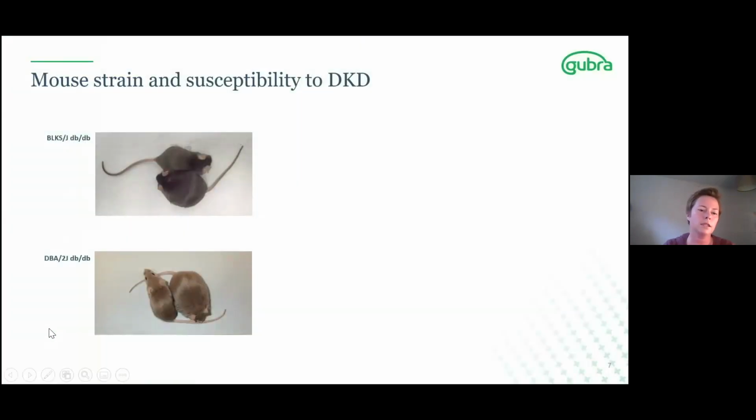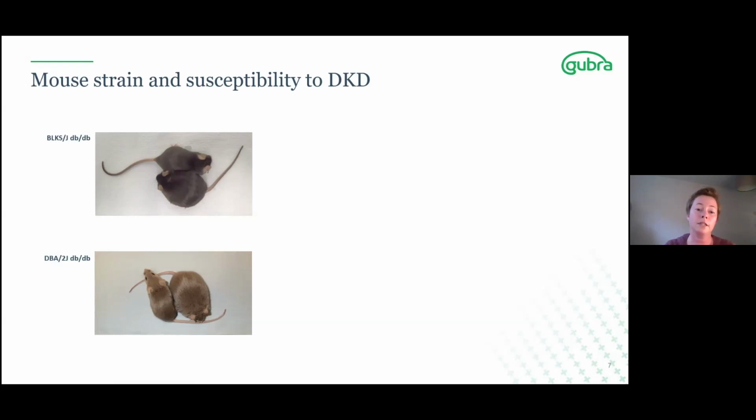So I think it's fairly commonly known that the mouse strain affects the susceptibility to not only diabetic kidney disease but kidney injury overall. So here is an example from the DBDB mouse model. This is a mouse model of type 2 diabetes, mice that are hyperphagic and obese. They develop insulin resistance and diabetes, and they also show some features of early diabetic kidney disease.